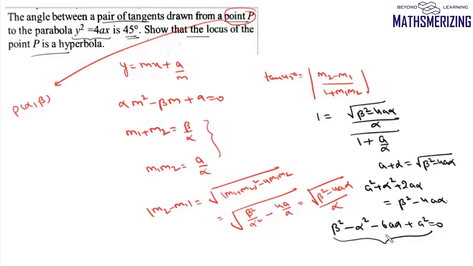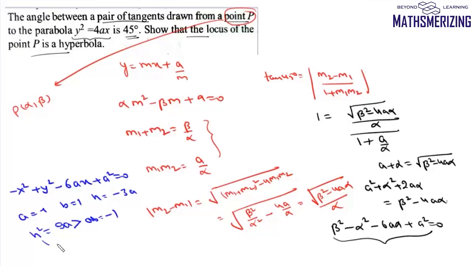So we can rewrite this equation as minus x square plus y square minus 6ax plus a square equals 0. So what's a? a is minus 1, b is 1, and h is minus 3a. h square is greater than ab, which is a hyperbola. So the locus of this point P will be a hyperbola.